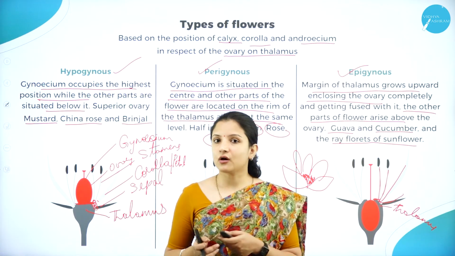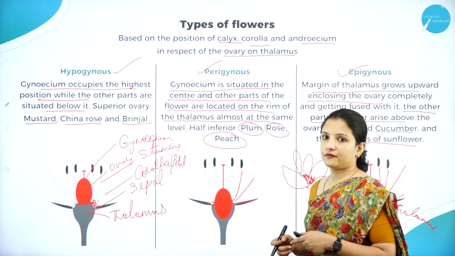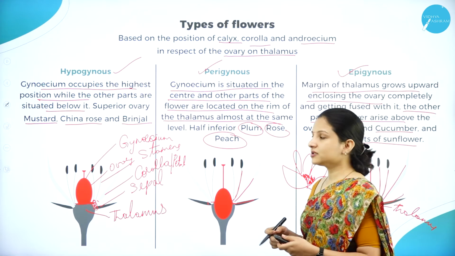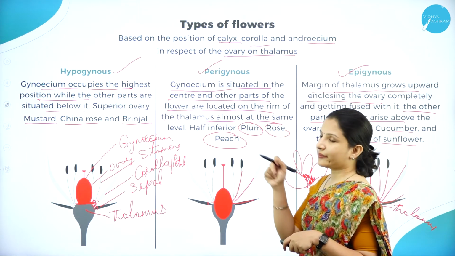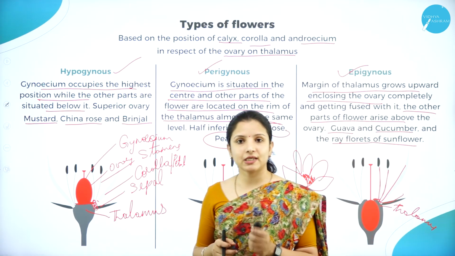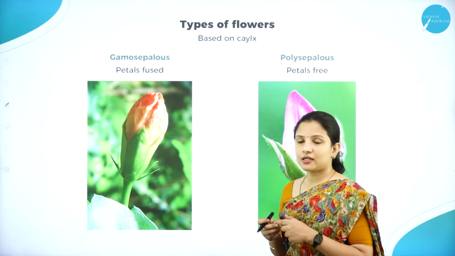So based on the position of the ovary and the other parts of the flower, that is the stamens, the petals and the sepals, the flower is classified into three types, that is hypogynous flower, perigynous flower and one more is epigynous flower.